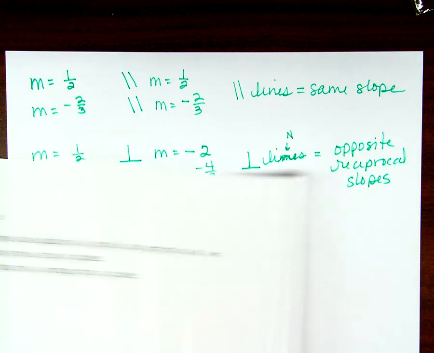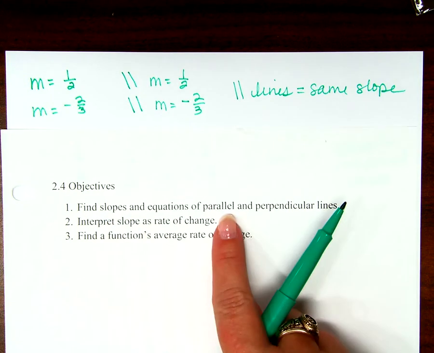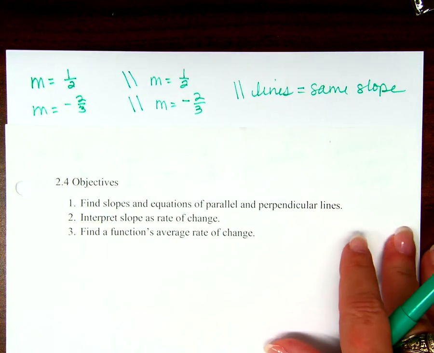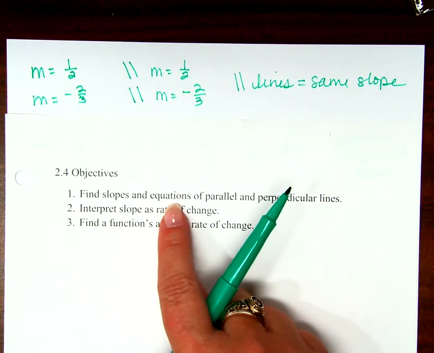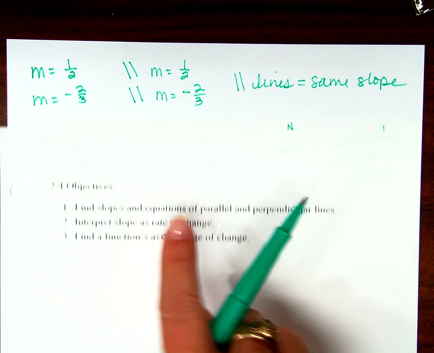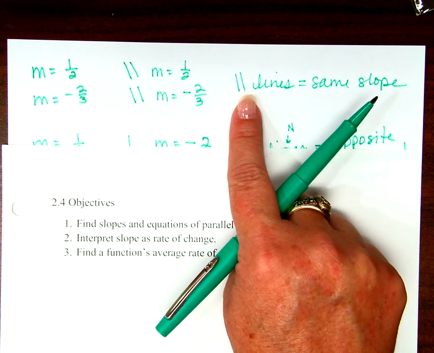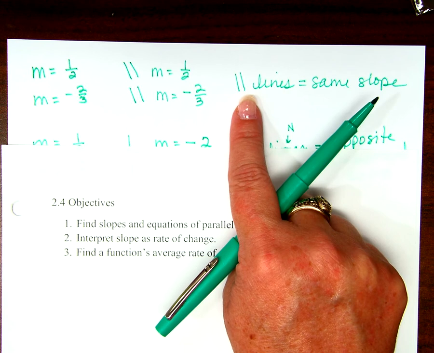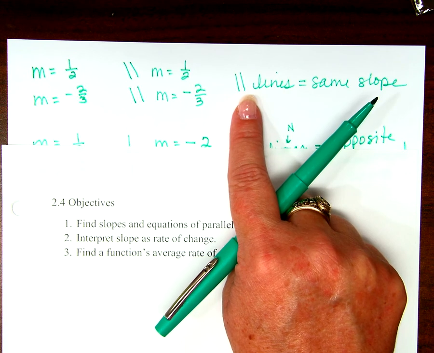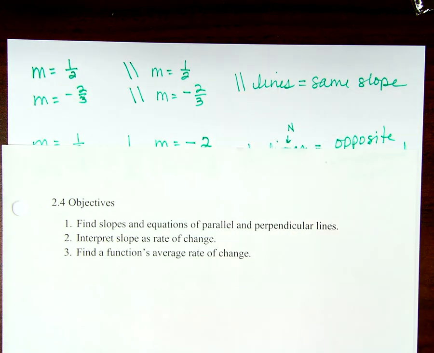Okay? Can you find slopes of parallel and perpendicular lines? It also says you have to be able to find equations. So if I tell you the slope and that it's parallel to another line that goes through a specific point, could you find the equation? You just put that point in for x and y and simplify for b, right? Okay, any questions about that?